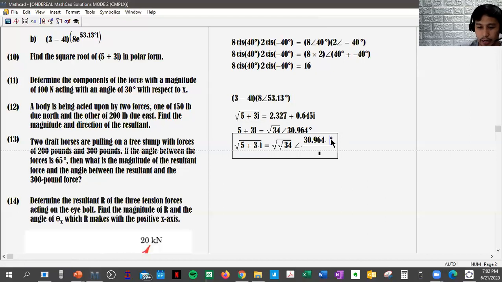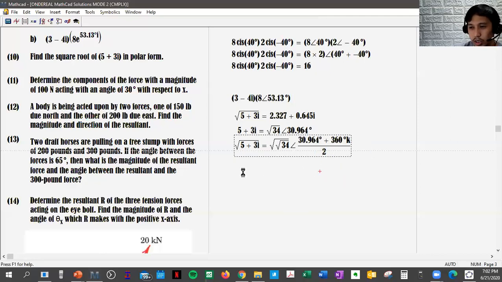2kπ plus 2kπ. This 2π is equal to 360 degrees. So pwede lang that we are going to make this 360 degrees k all over 2. Okay, so there are two roots dito.